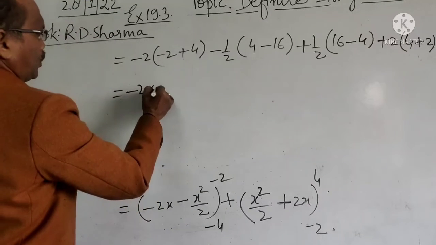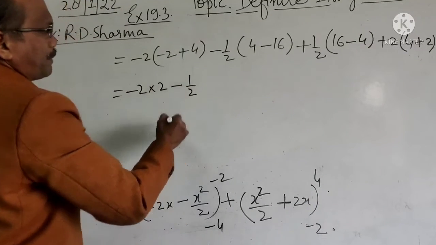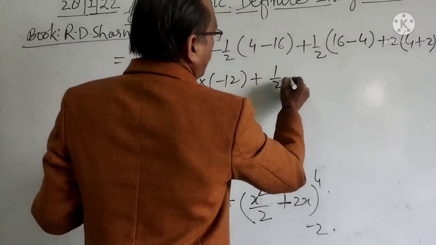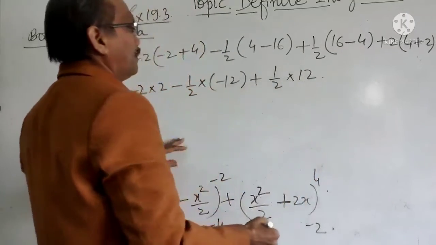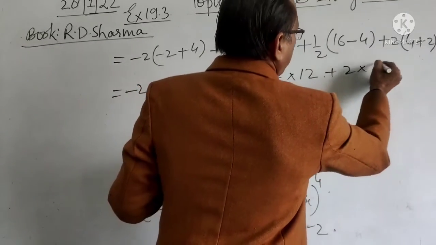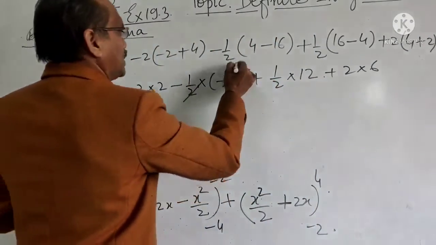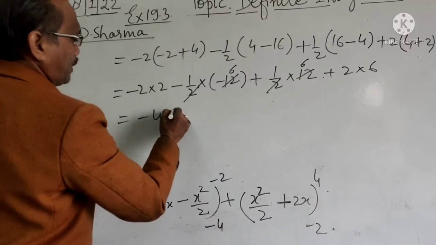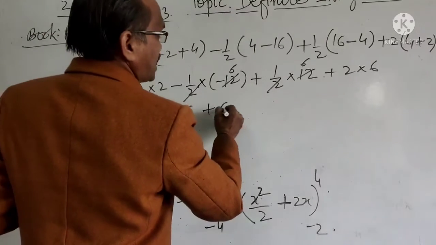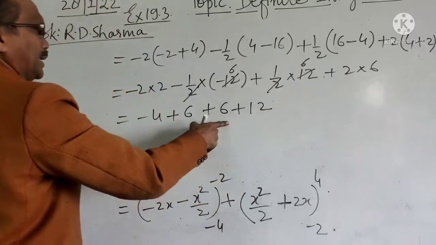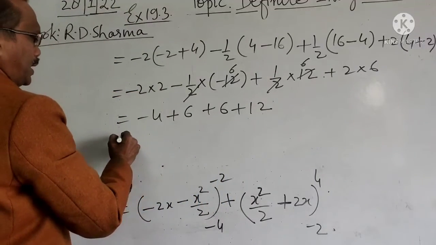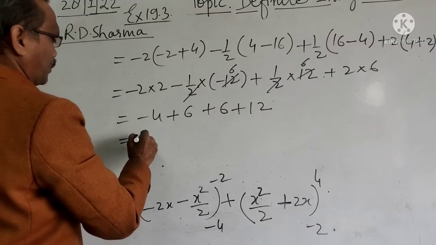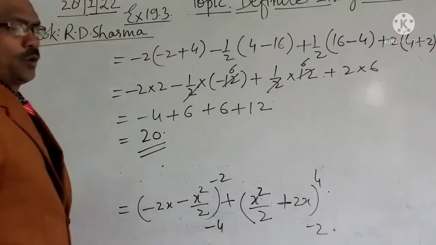Then it is minus 2 into 2, 1 by 2 into minus 12, plus 1 by 2 into plus 12, plus 2 into 6. Minus 4 plus 6 plus 6 plus 12 is 18, plus 6 is 24. Then minus 4 is 20. So the value of this integration is 20.